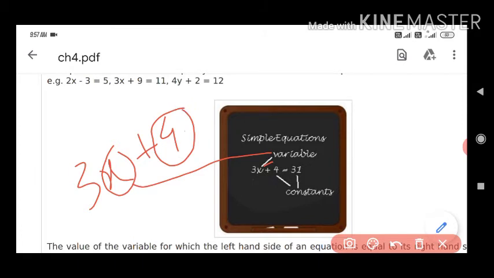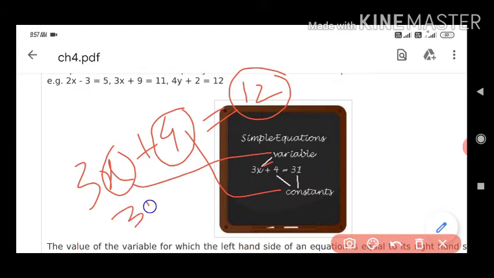Only 4. So this is called what? Constant. And equal to any number, suppose equal to 12, then this will also be constant. And where we have, suppose, 3y, y is also an alphabet, isn't it? So any number with an alphabet, simply you can say that will be a variable. These are simple equations.